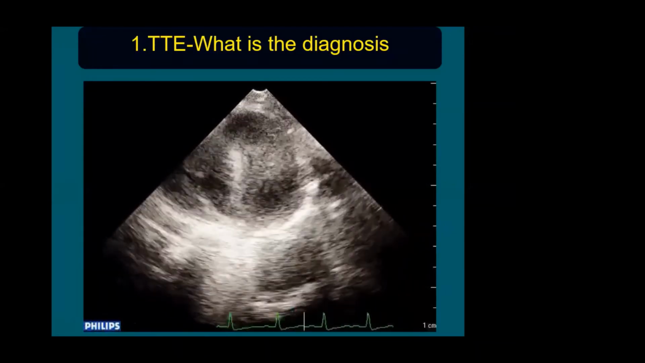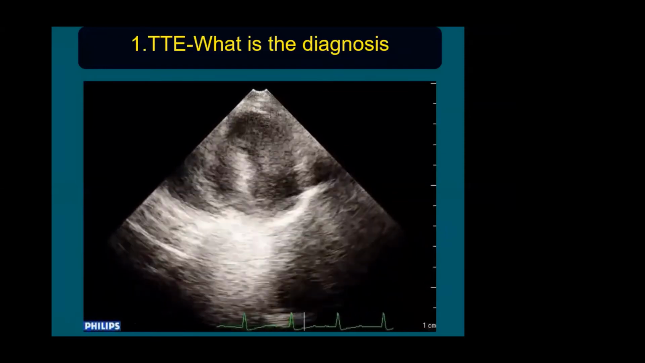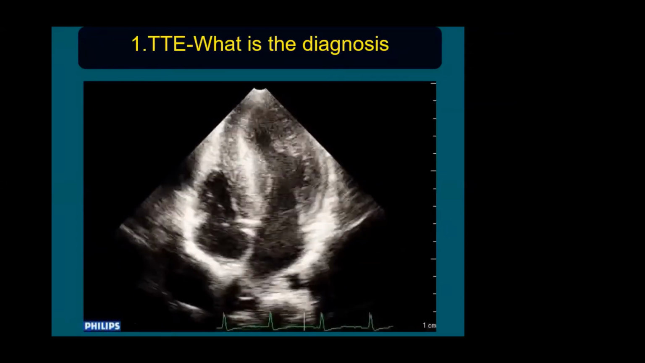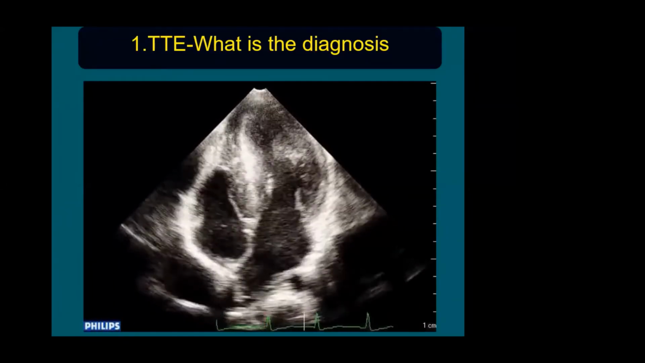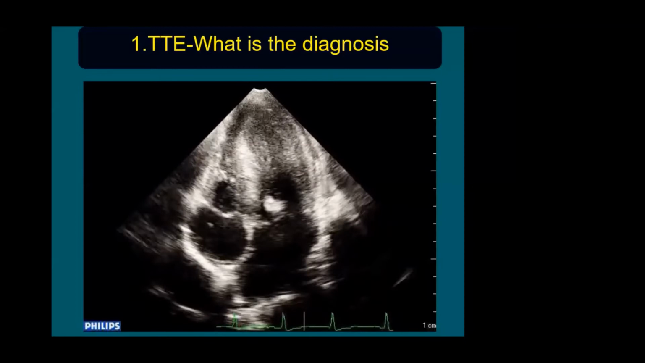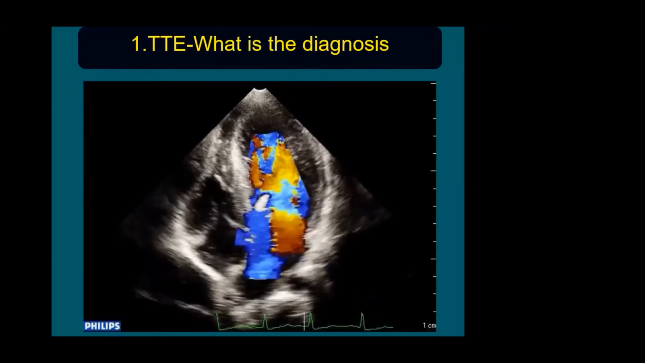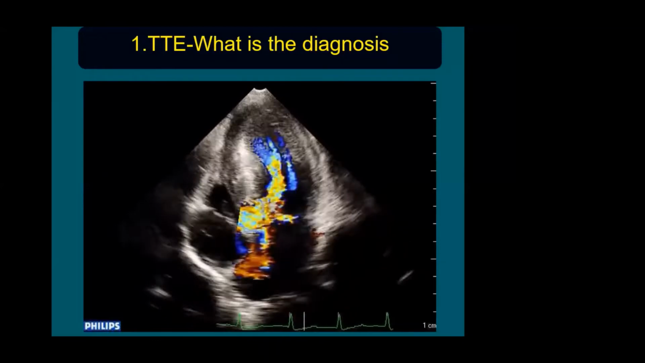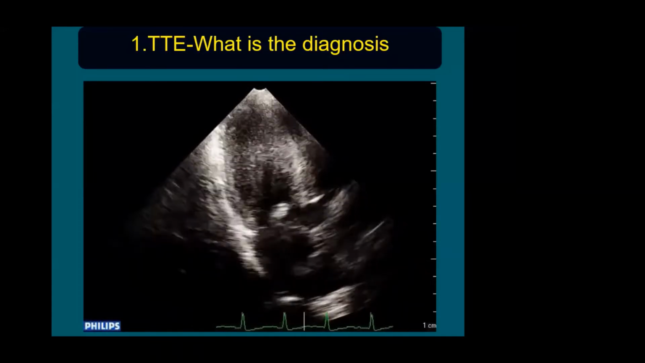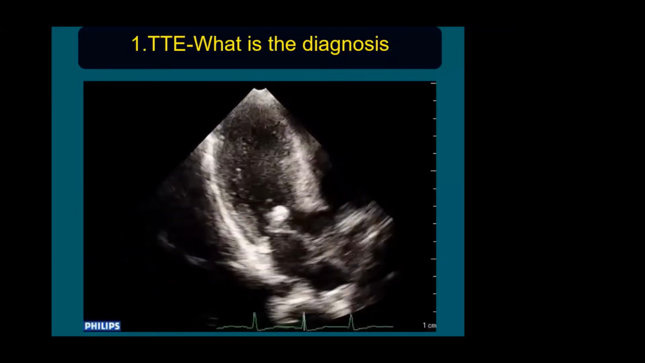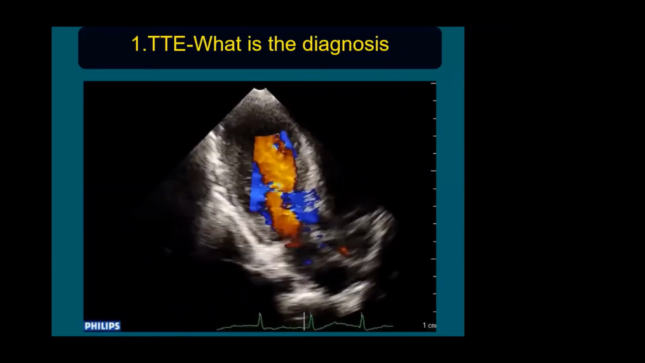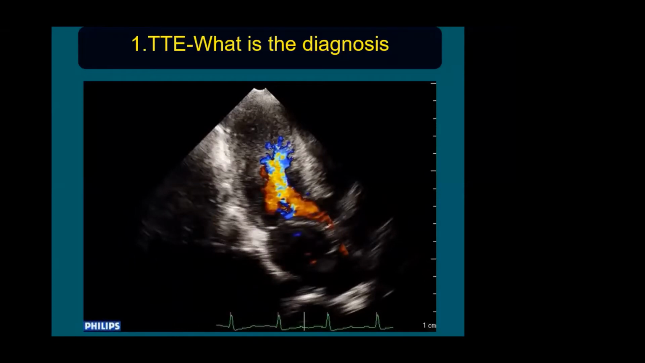This is the first patient. I'll show you the entire clip. Take a piece of paper and write it down. This is the apical four-chamber view, which we are seeing, and we have added color, and you'll see the continuous wave Doppler also. So you have to write what is the mass which we are seeing and why it has happened in this patient. What is the basic diagnosis because of which that has happened. So this is the first case.